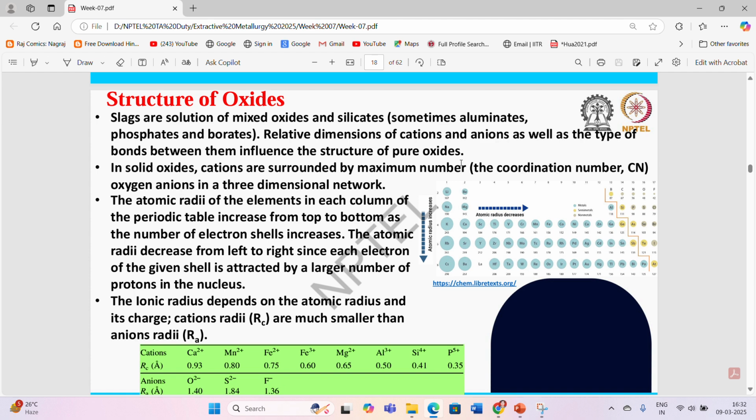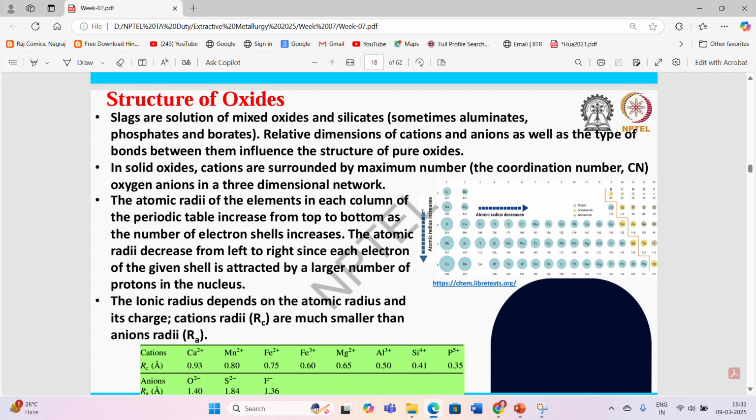So, we have to create the slag structure in such a way that it does not create very high viscosity inside the slag material, because if the slag material has very high viscosity, it will not be able to properly react with the molten metal to create more and more slag and to extract more and more impurities from the molten metal phase.